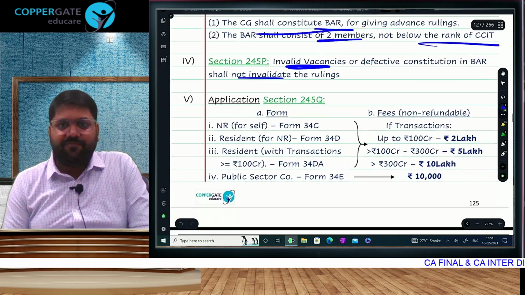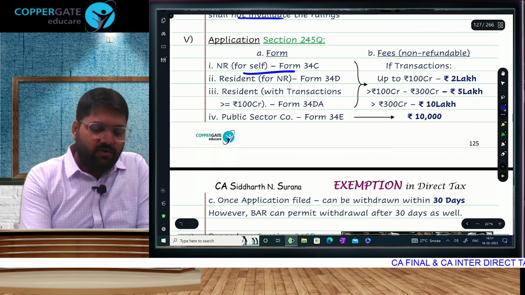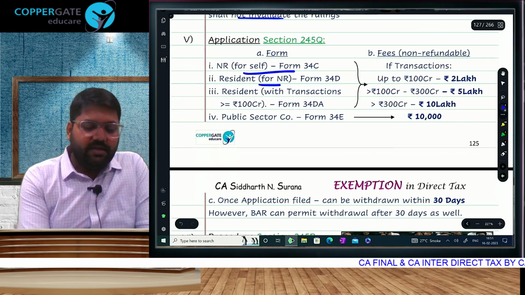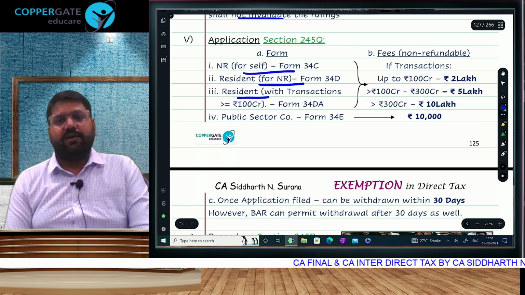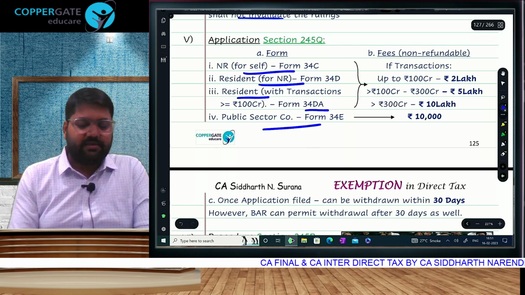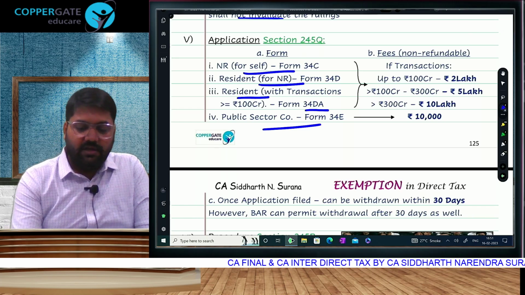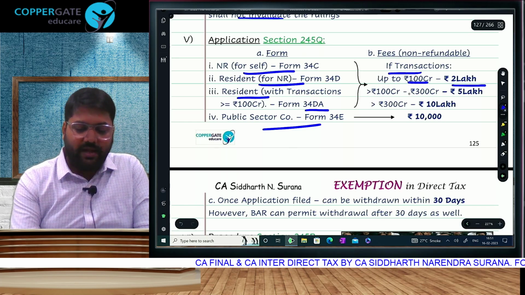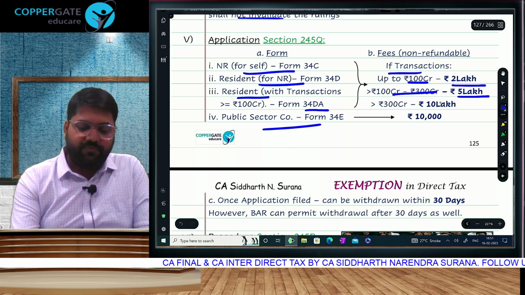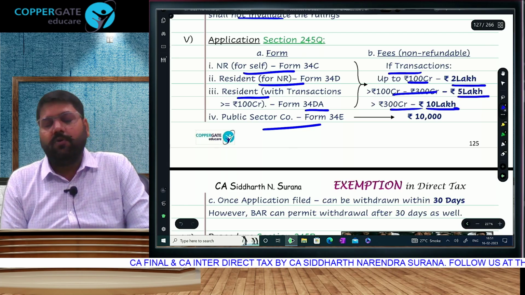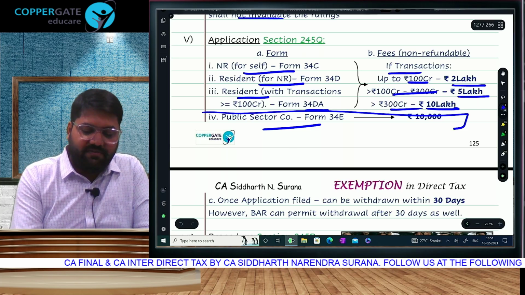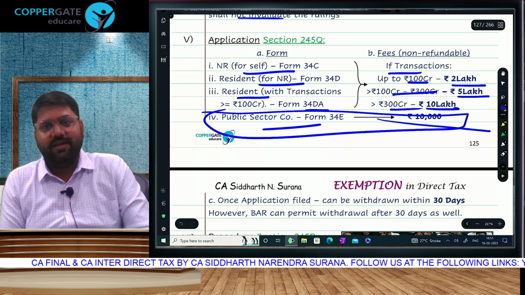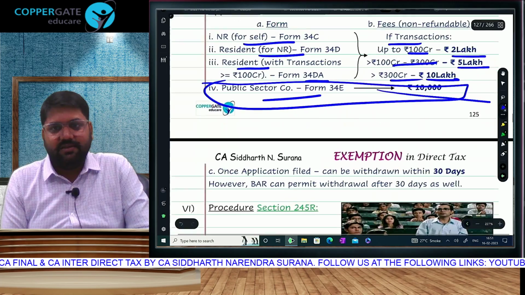Obviously, you have to fill a form and pay a fee. The first applicant, non-resident for self, form 34C. Second applicant, resident for non-resident, 34D. Third, resident for 100 crore or more, 34D, and public sector company, 34E. And fees: for transactions up to 100 crore, 2 lakh; between 100 crore and 300 crore, 5 lakh; and more than 300 crore, 10 lakh. But for a public sector company, which is government owned only, they are keeping only 10,000 rupees as application fees.